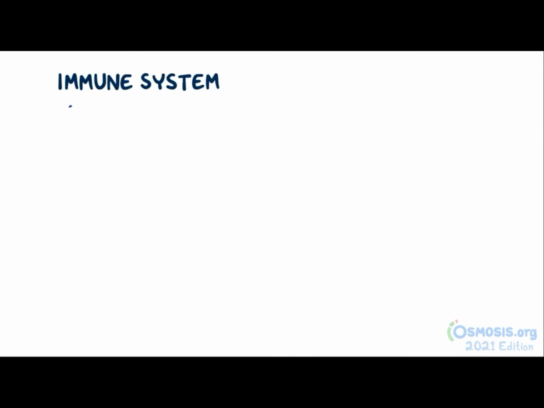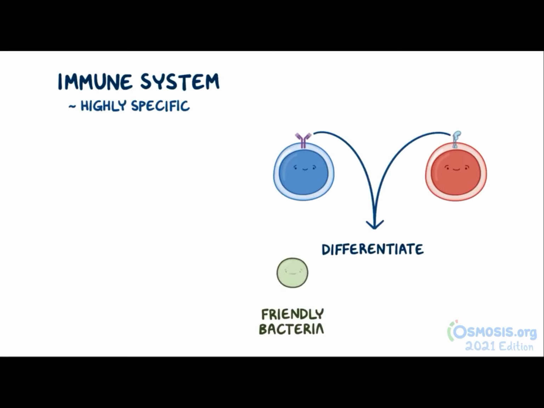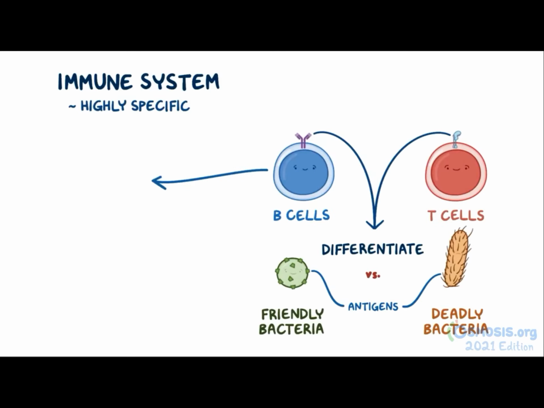The immune system is highly specific for each invader, and that's because the cells of the adaptive immune response have unique receptors that can differentiate friendly bacteria from potentially deadly pathogens from their unique parts, called antigens. The key cells of the adaptive immune response are the lymphocytes, the B and T cells. B cells develop in the bone marrow, where they undergo a process called VDJ rearrangement to generate a massively diverse set of B cell receptors.